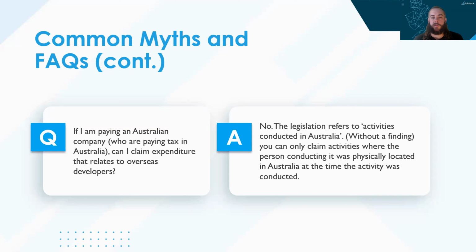The legislation refers to activities conducted in Australia, or wholly in Australia. So without a finding, you can only claim activities where the person was physically located in Australia at the time the activity was conducted. So saying, well, I'm paying an Australian company, so therefore I can claim, that's not correct. You need to verify where their personnel are located before you claim. If that wasn't the case, that would be a very obvious loophole where you could just set up an Australian company, do everything overseas, but pay everything from the Australian company and claim it. Obviously, that's not the case.